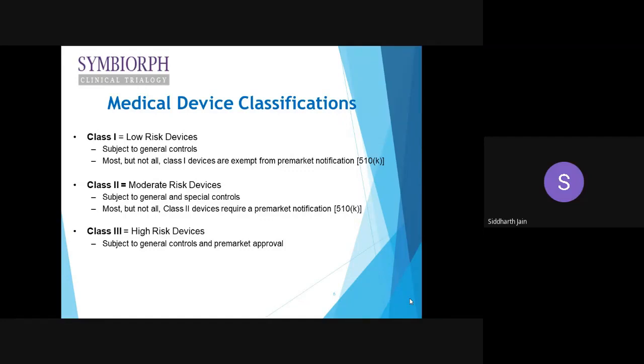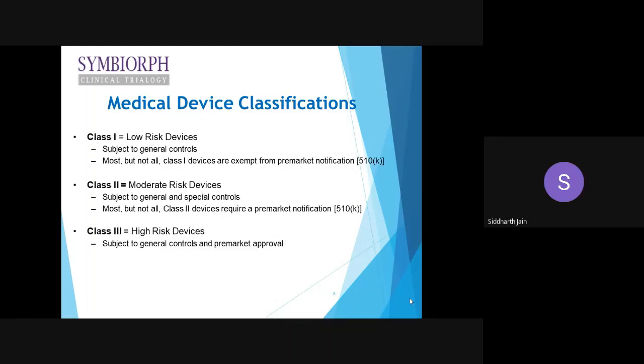If you have a class 2 product, which falls under the moderate risk devices, they are again subject to general and special control. General and special control means that your facility needs to be a GMP facility. It means that you should implement the 21 CFR 820.20, which is nothing but the requirement of ISO 13485. But the USA has some enhanced requirements with respect to their GMP. So we have to implement the 21 CFR 820.20. It is a compulsory requirement.